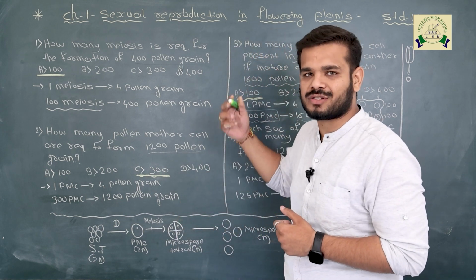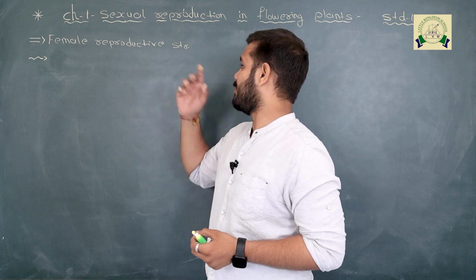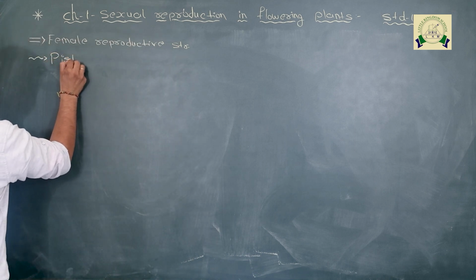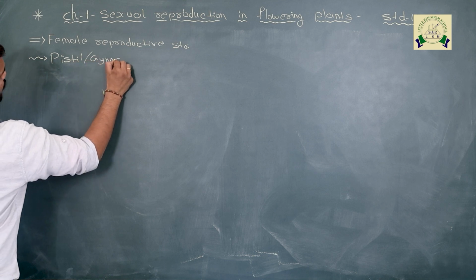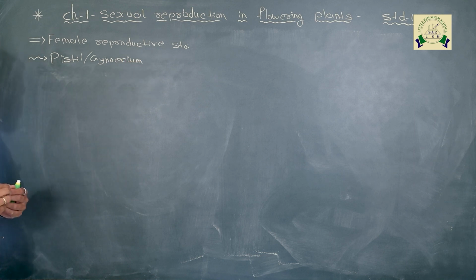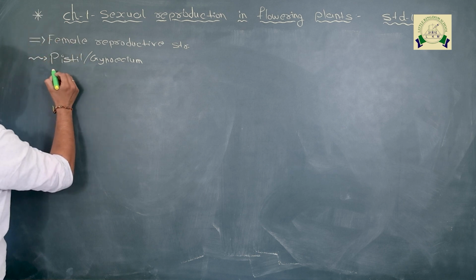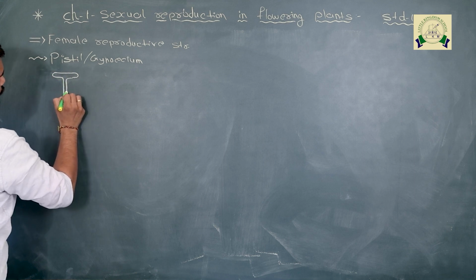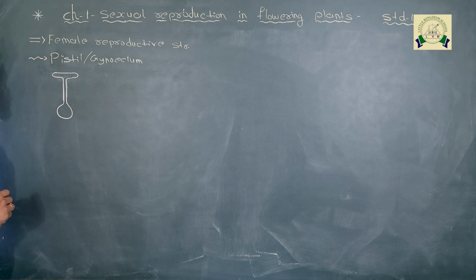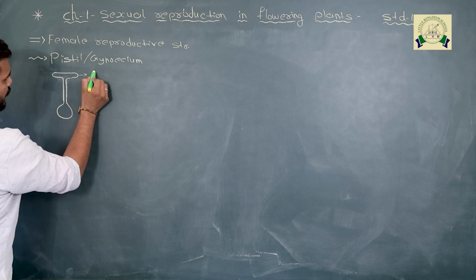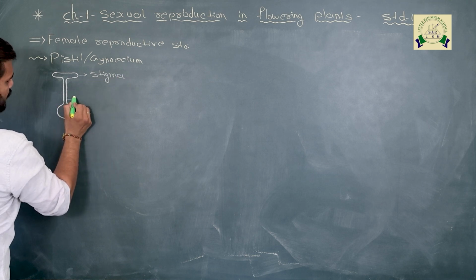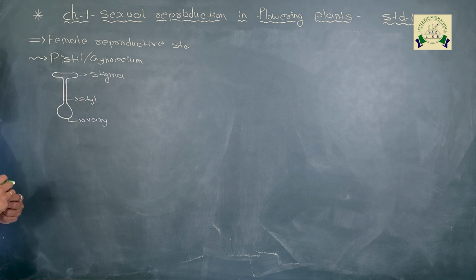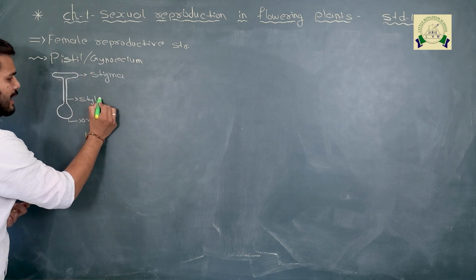Now we are moving towards the next topic, which is the female reproductive structure. As we know, the female reproductive structure is the pistil or gynoecium. What does it look like? We already drew the diagram in the very first video. It looks like this. Then it contains three parts. First, stigma. Second, style. And third, ovary. So the female reproductive part contains three parts: stigma, style and ovary.